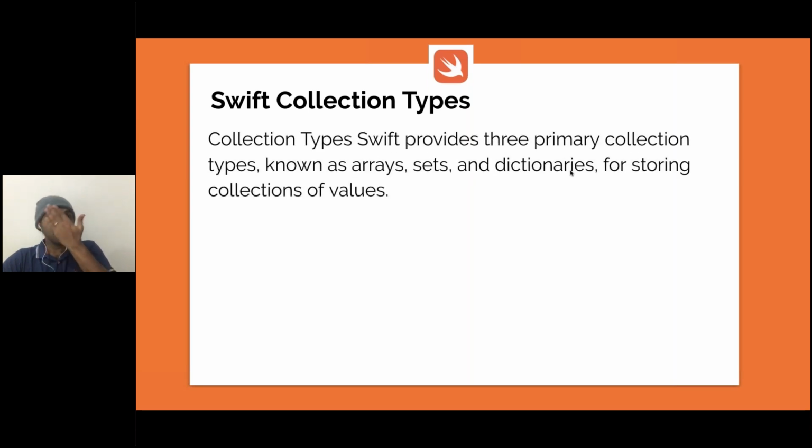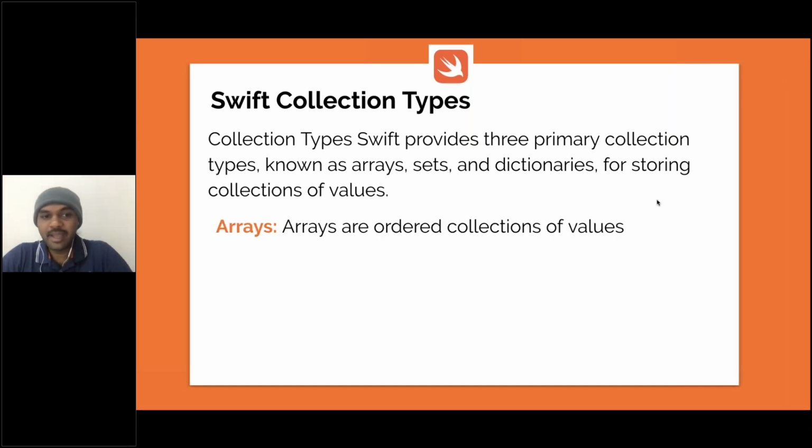So what is this? Collection types in Swift provide three primary collection types known as array, sets, and dictionaries. So in Swift, there are three collection types. One is called an array, one is called a set, and the last one is called a dictionary, for storing collection values.